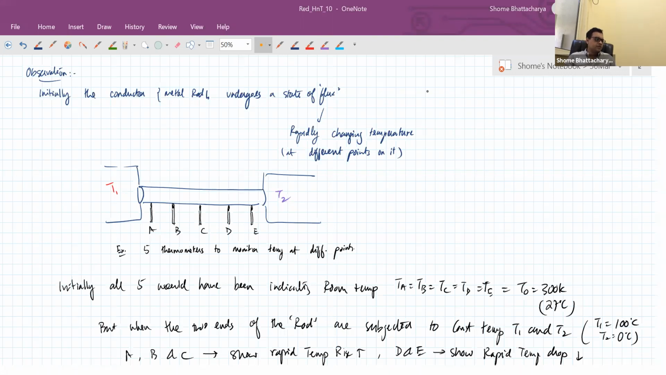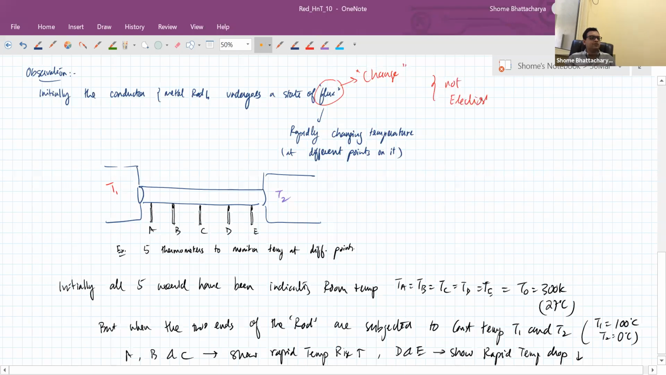Not that flux. Okay, that is electrostatic flux or magnetic flux. This term flux just refers to a state of change. Okay, not to be confused with electrostatic flux or magnetic flux. Those are different things. Okay, they are related with fields. That is related to electric field or magnetic field.